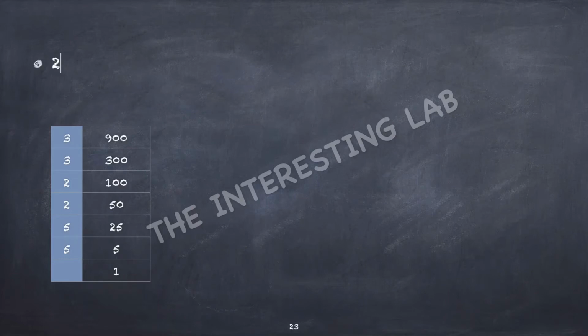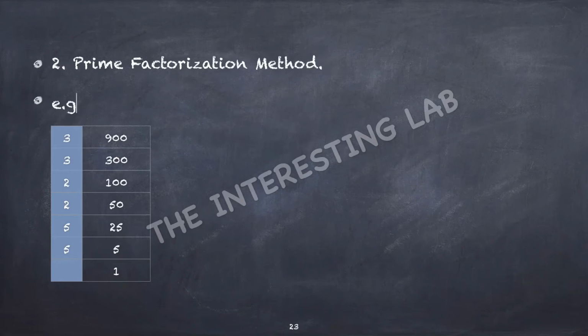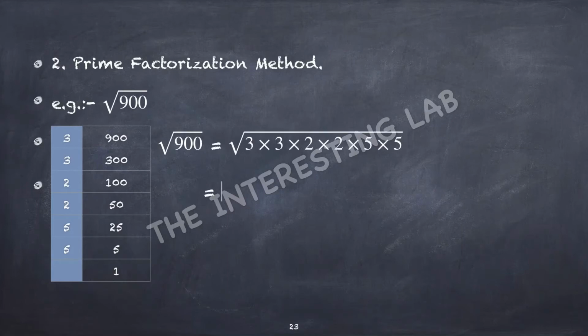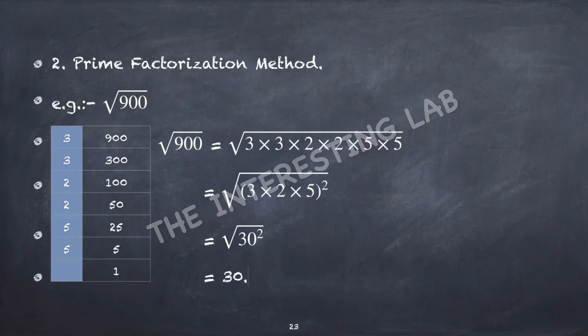2. Prime factorization method. You all know much about prime factorization, so look at the given example. For example, root 900 equals root of 3 times 3 times 2 times 2 times 5 times 5, equals root of (3 times 2 times 5) whole squared, equals root of 30 squared, equals 30.